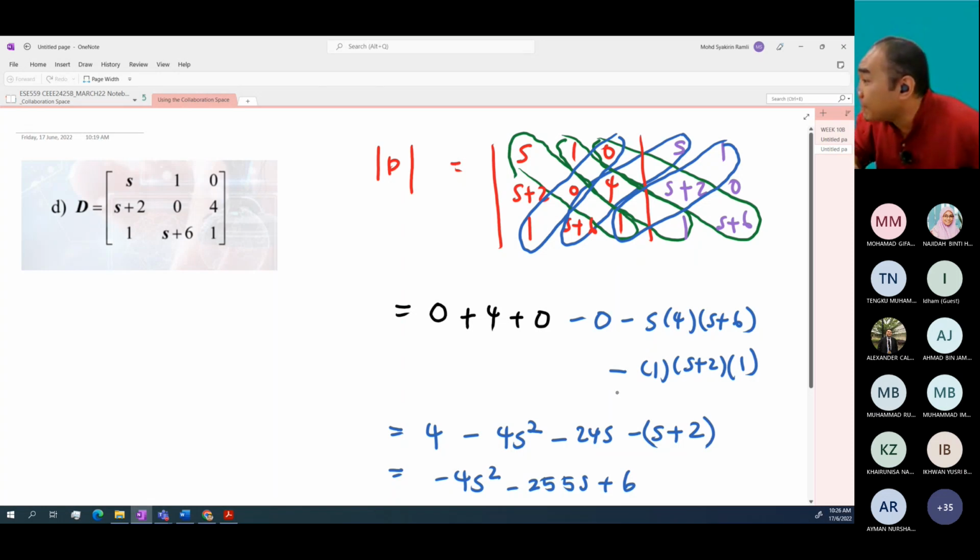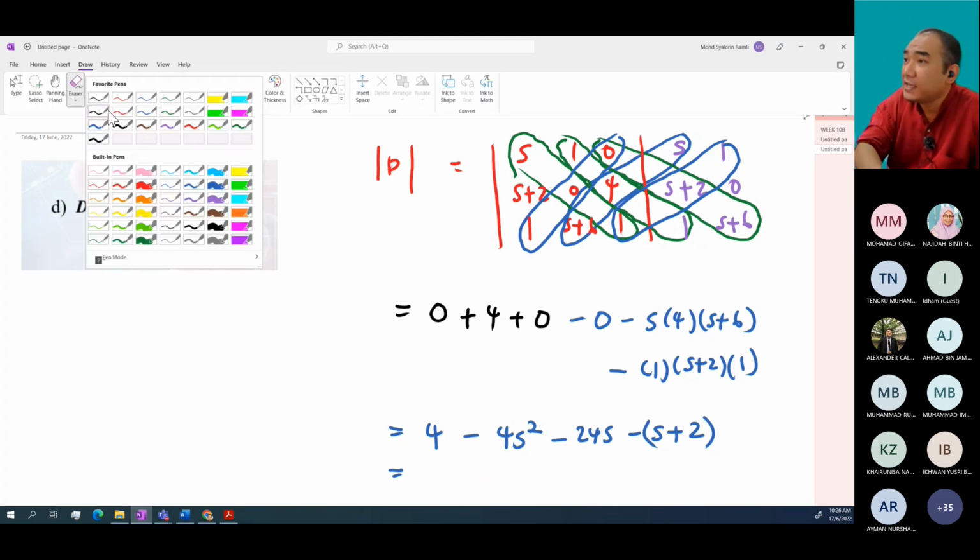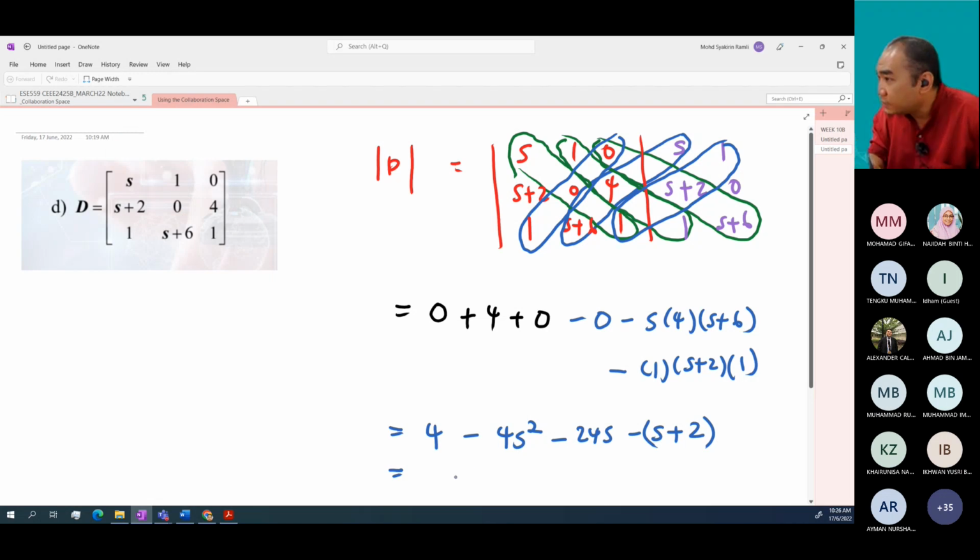So you can see that it's going to be minus S plus 2, and bila kita ada S plus 2, calculation ni salah lah. Kira balik, mana kita akan dapatlah dia sebagai, we got here is going to be minus 4S square, and then minus 24 minus S is going to be minus 25S, and then you got 4 minus 2 is going to be 2. So dia akan tambahkan dengan 2.